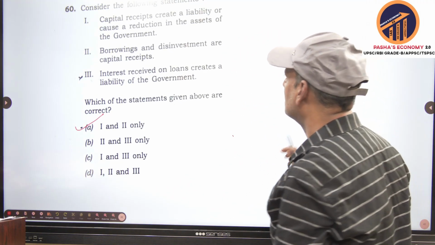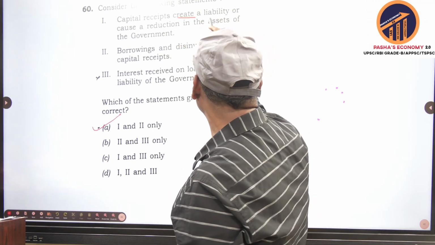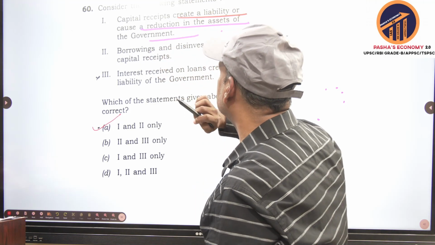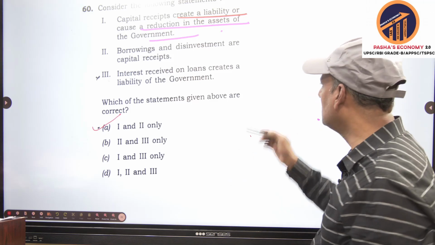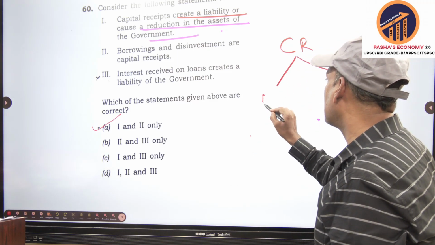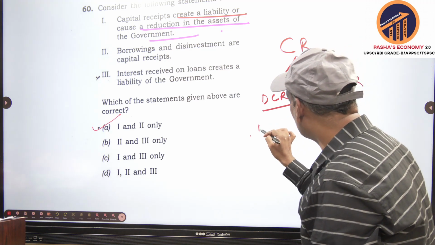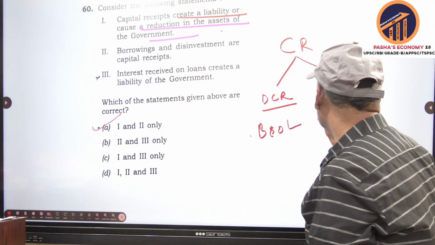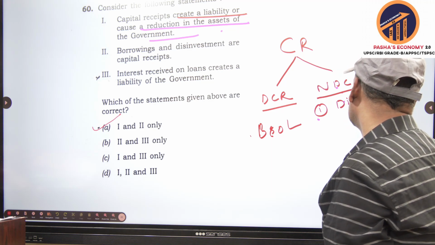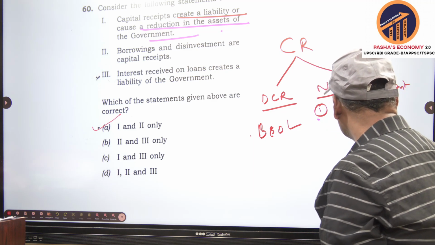Consider the following statements. See, capital receipts create a liability. Clear? Capital receipts create a liability because of the reduction in the assets of the government. Yes, capital receipts are liabilities. If we take capital receipts, there are two kinds: debt capital receipts and non-debt capital receipts. In debt capital receipts, borrowings and other liabilities come. In non-debt capital receipts, two are there. One is disinvestment. Clear? Disinvestment is a non-debt capital receipt, and as well as monetization.